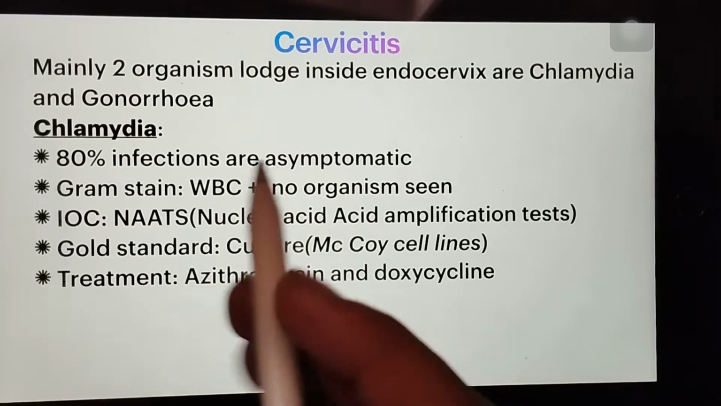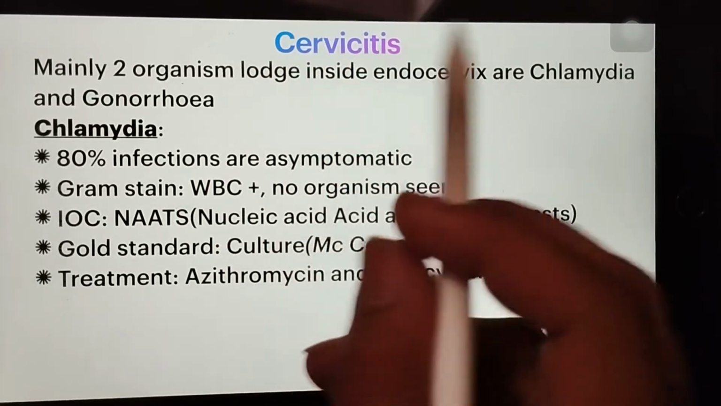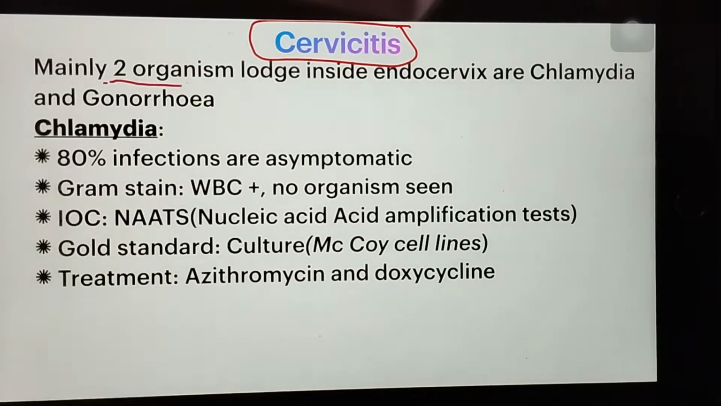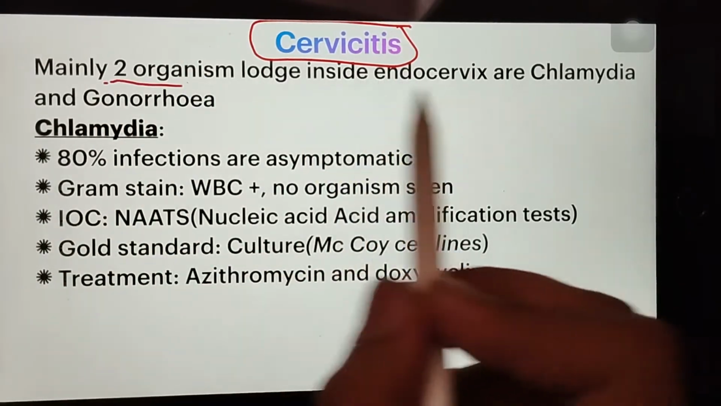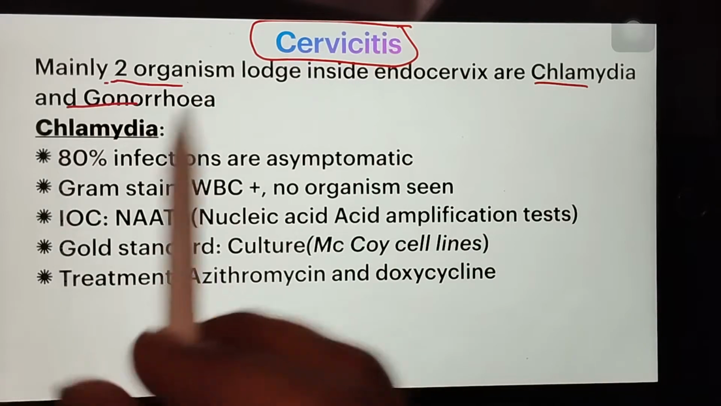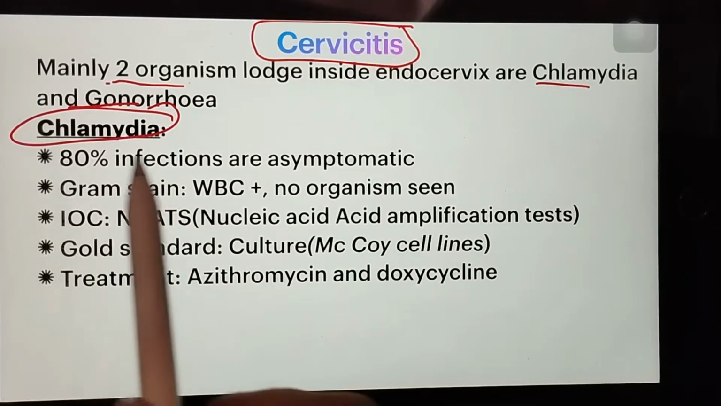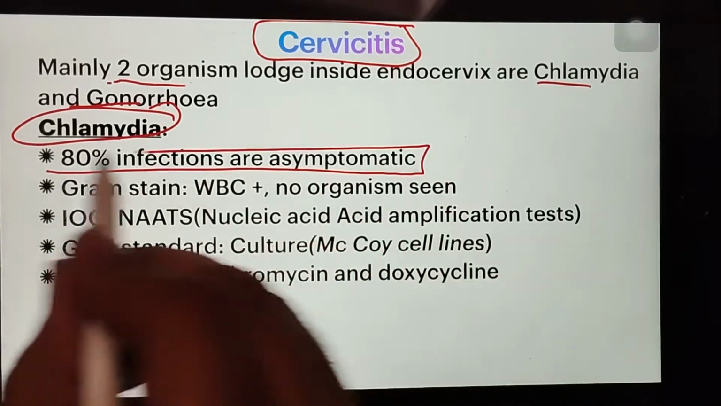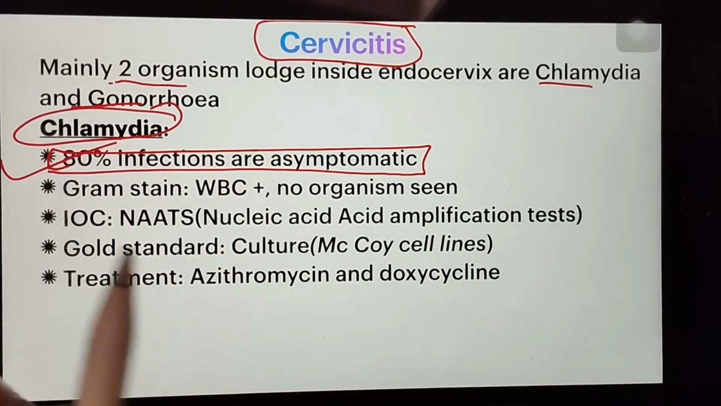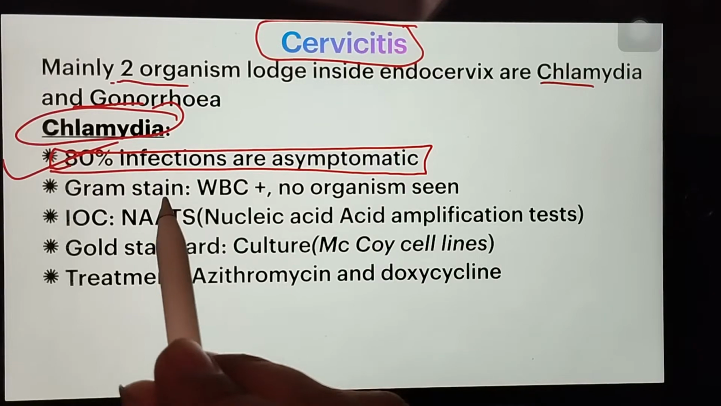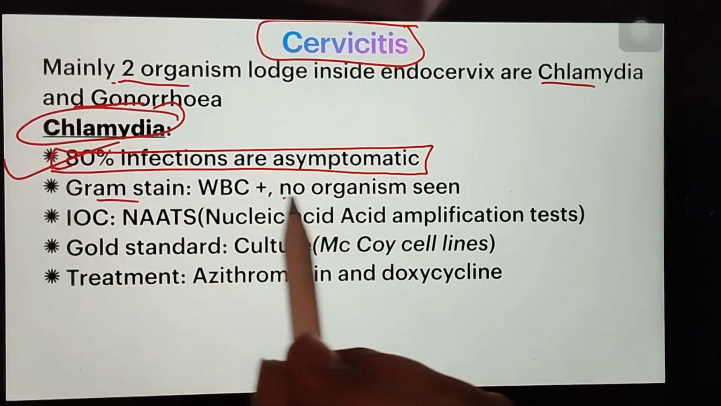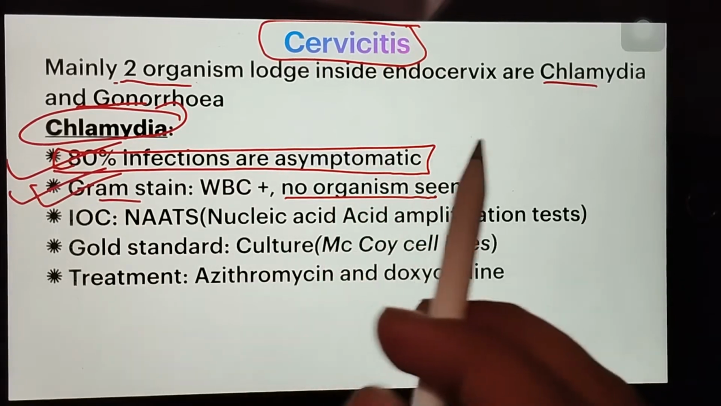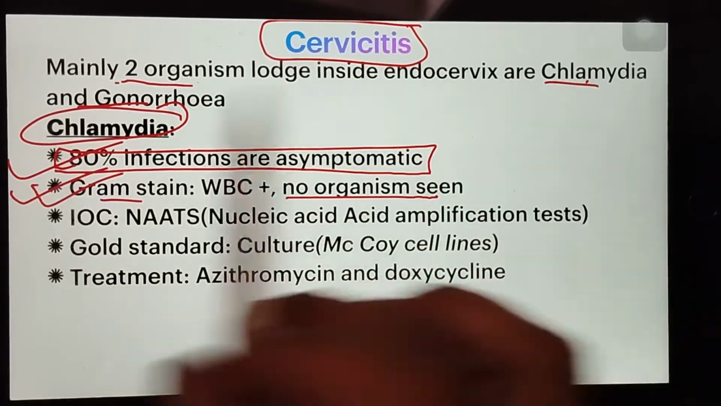So next is cervicitis. We have completed vaginitis, so let's go to cervicitis. Mainly two organisms lodge in the endocervix: chlamydia and gonorrhea. Let's talk about chlamydia. 80% of infections are asymptomatic. That is the most important thing. When we do the gram stain, there is no organism seen. We do the gram stain to differentiate chlamydia and gonorrhea.